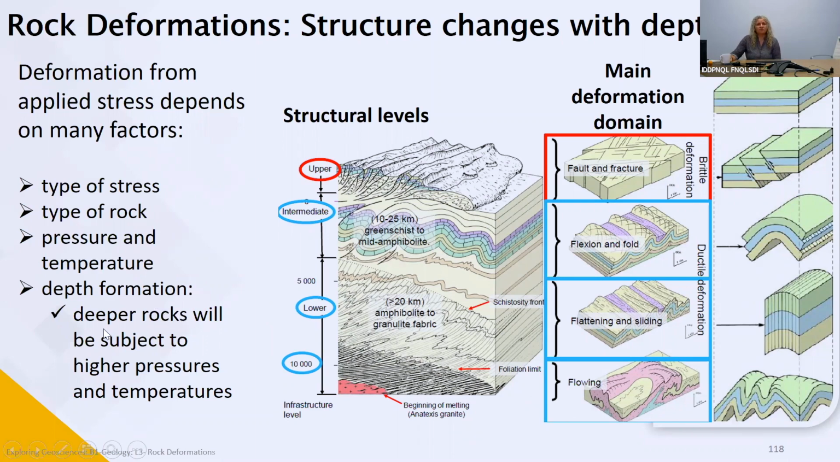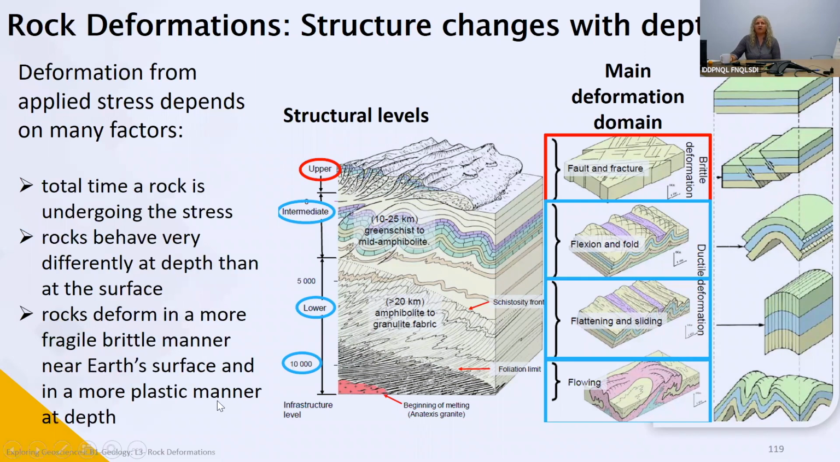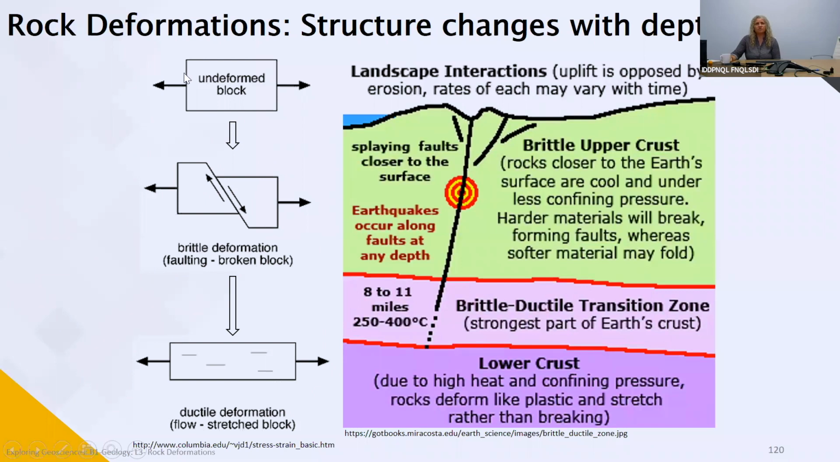So the deeper the rocks, the higher the pressure and temperatures they are subject to, and also the total time of a rock undergoing the stress matters. The rocks behave very differently at depth than at the surface. The rocks deform in a more fragile, brittle manner near the top, and a more plastic manner at depth, as also shown here. So from the top, undeformed blocks, then brittle, and then ductile deformation, and in ductile deformation, the elements inside also follow that deformation and change orientation.